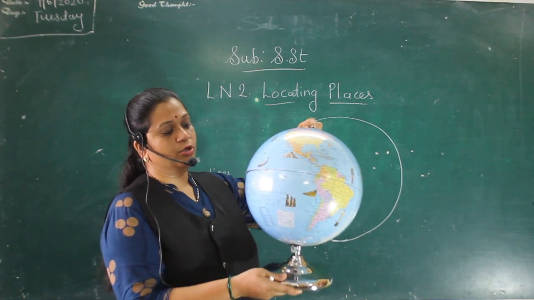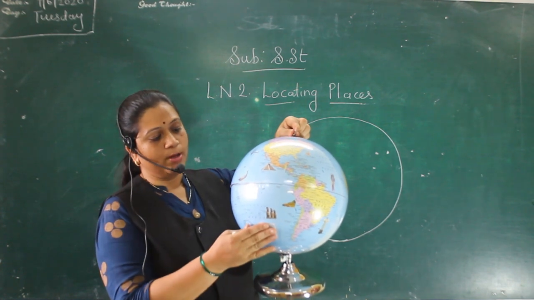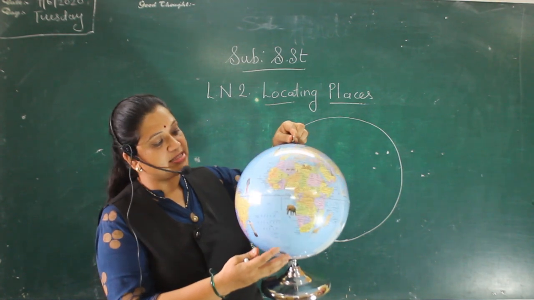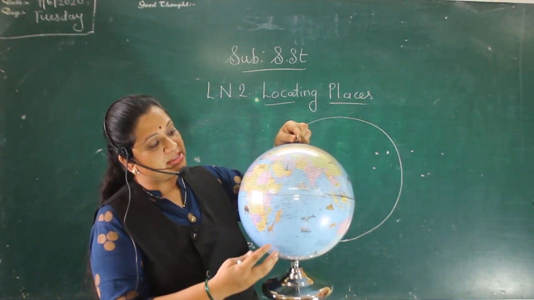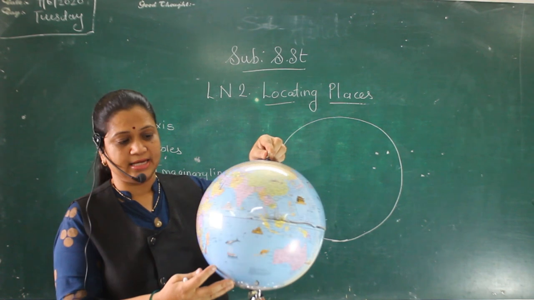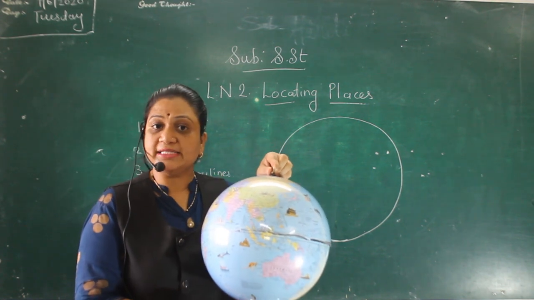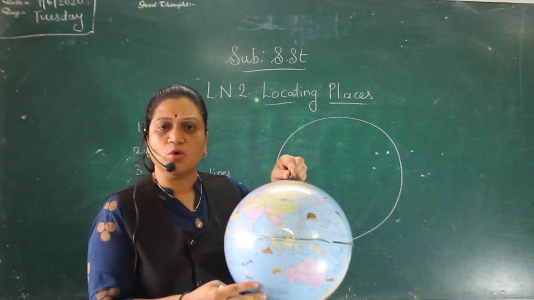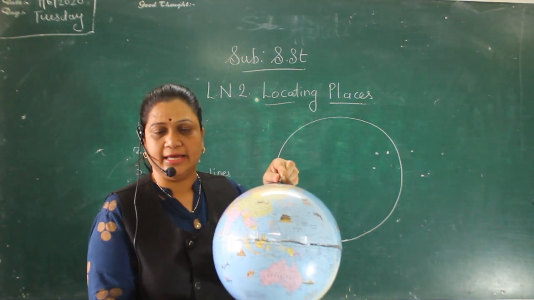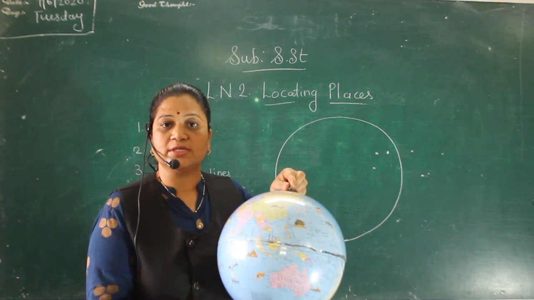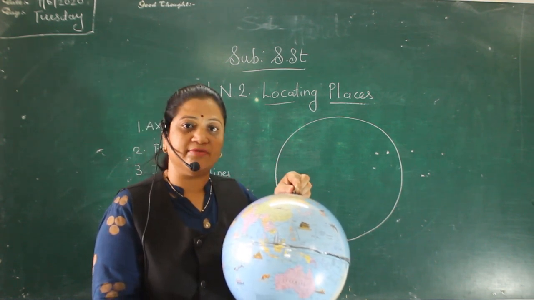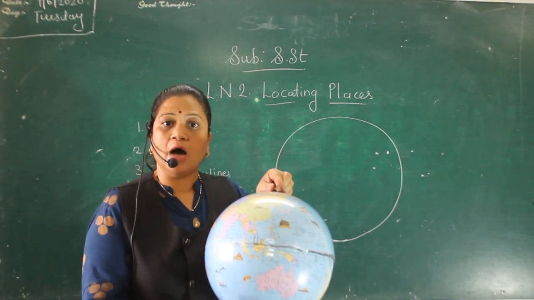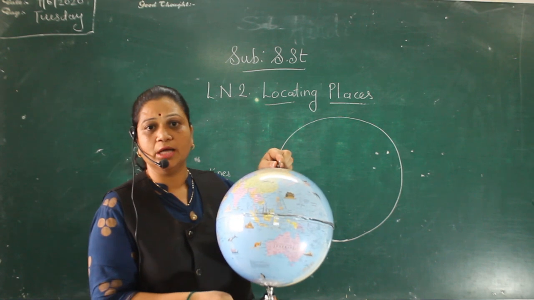Now children, you can see that on the globe there are so many things marked: countries, mountains, rivers, yes or no? So many things are there. But do you think it is easy to locate places on the globe? No, because there are so many things and it is not easy. In the earlier chapter you studied about the advantages and disadvantages of the globe. Now we are going to study how to locate places on the globe.